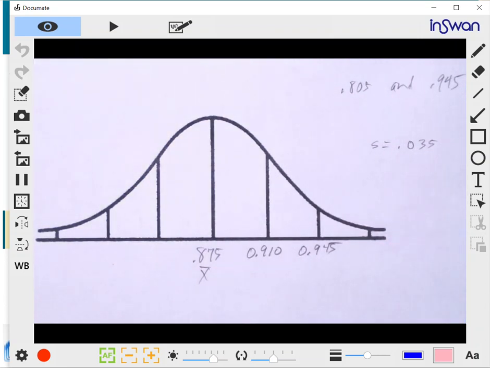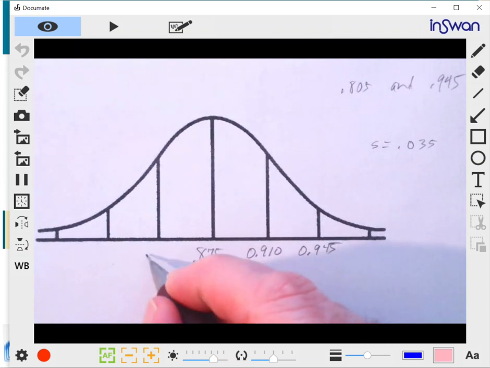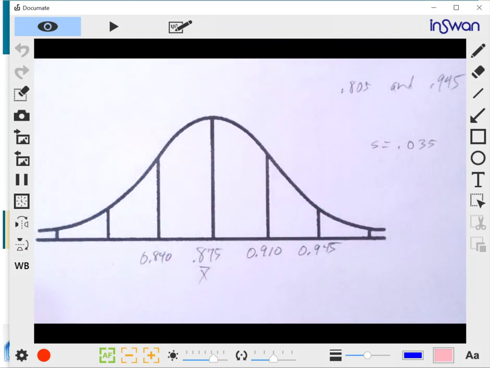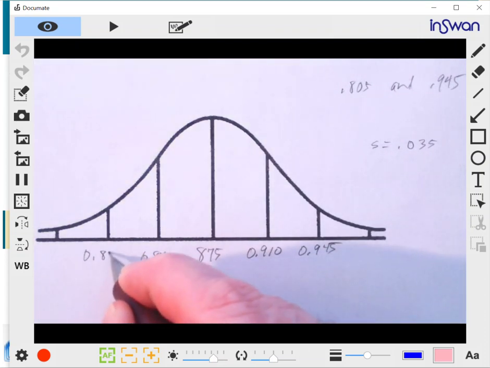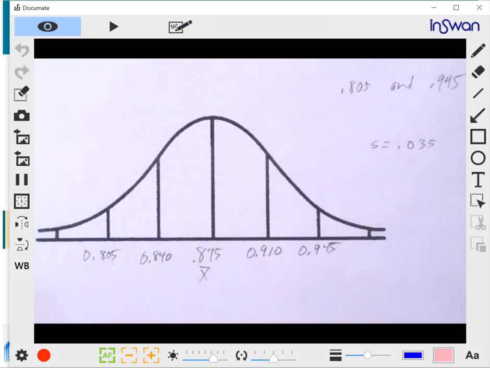So we're also going to subtract 0.035 from 0.875. So 0.875 minus 0.035. And here we get 0.84. If you want, I'm just putting them all to 3 decimal places. And then let's subtract one more time. Minus 0.035. And you get 0.805. And that was our other number.